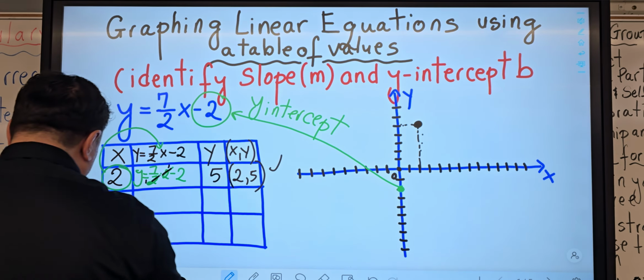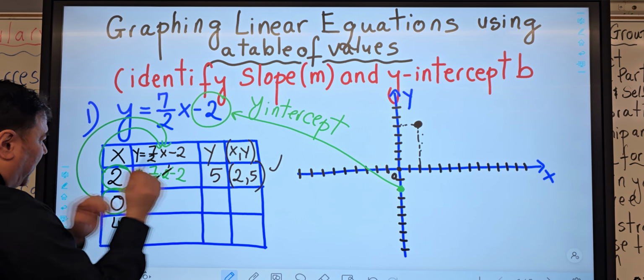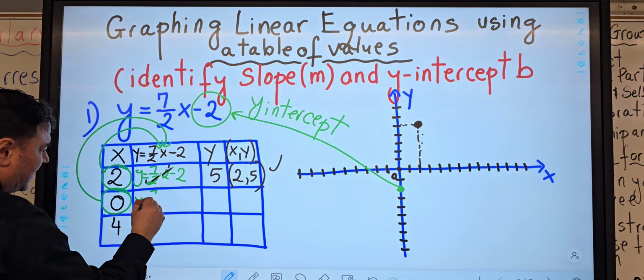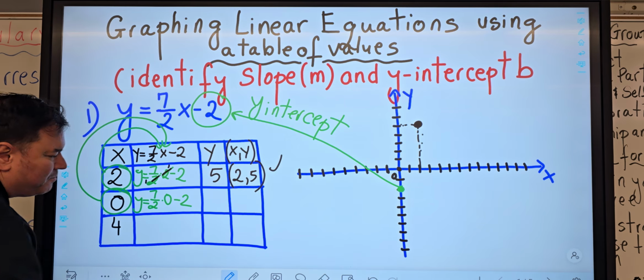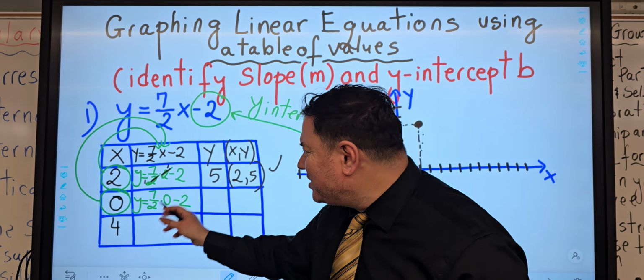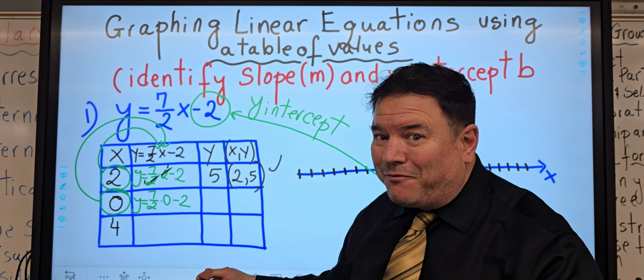So let's do it here. When x equals 0, we'll find the y. So let's plug it in. We have y equals 7/2 times 0, minus 2. And remember, any number or any fraction times 0 is 0. And 0 minus 2, be careful.